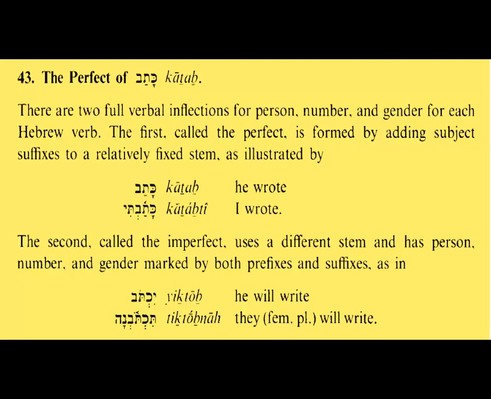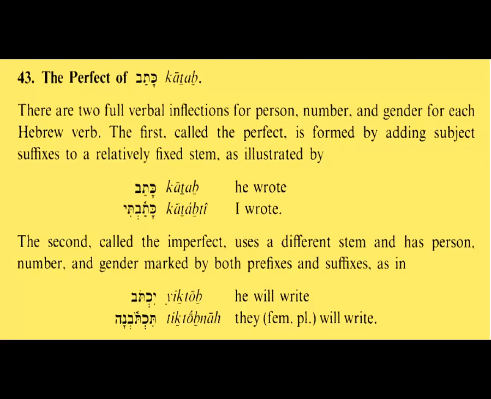So in chapter 9, we start with section 43. 43 is katab. Katab is the verb to write. So there's 2 verbal inflections for person, number, and gender for each Hebrew verb. And I think there's actually 3, but I'm not sure how they can class that, but we'll leave it that way. The first of those is called perfect. And perfect is formed by adding suffixes to a relatively fixed stem.